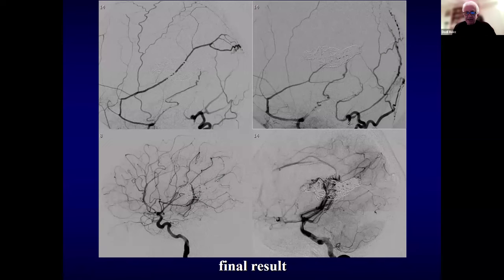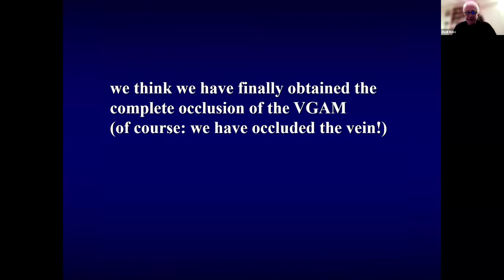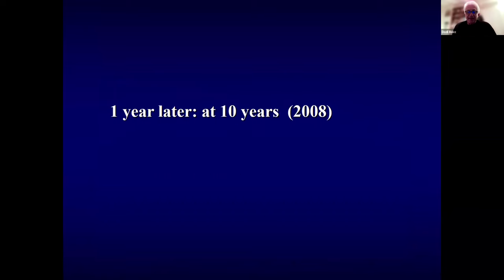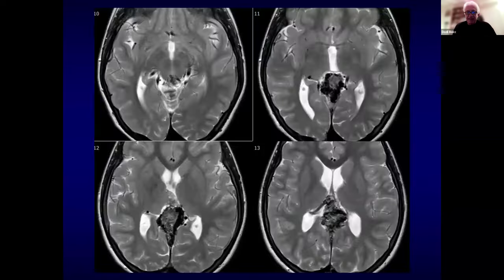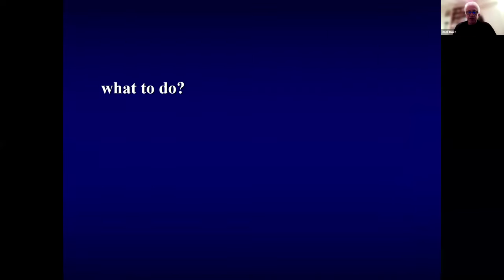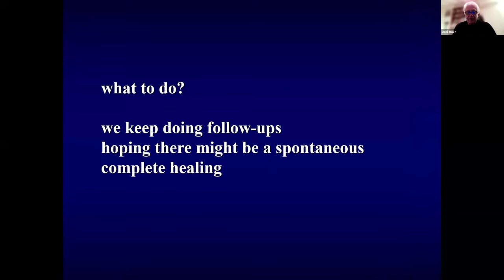The final result looks nice, no more venous drainage. So we think we have finally obtained the complete occlusion of the vein of Galen, of course, because we have occluded the vein. But we were wrong. And 1 year later, she's now 10, we still see vessels. What to do? Well, we keep doing follow-ups, hoping there might be a spontaneous complete healing.